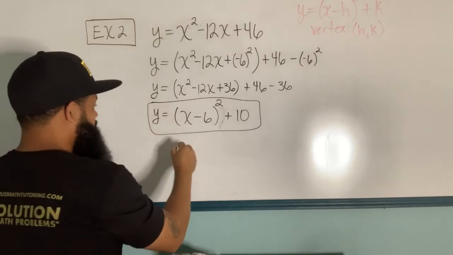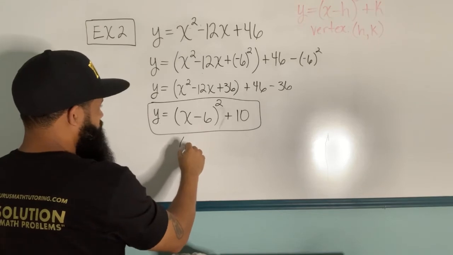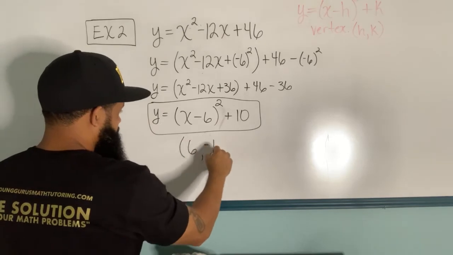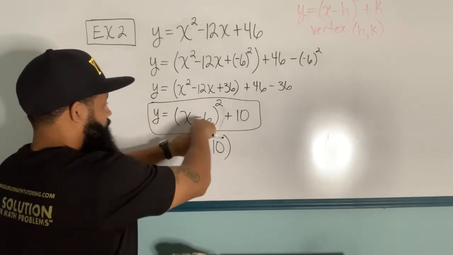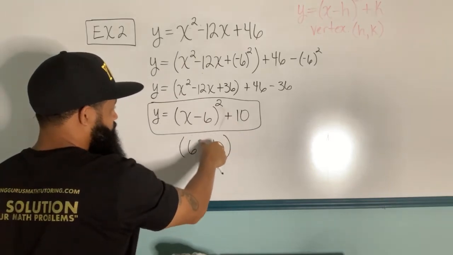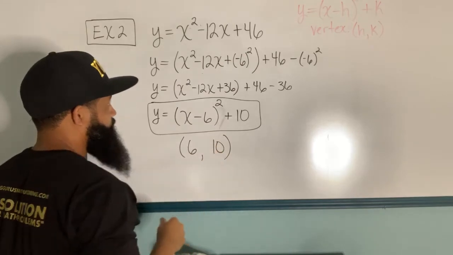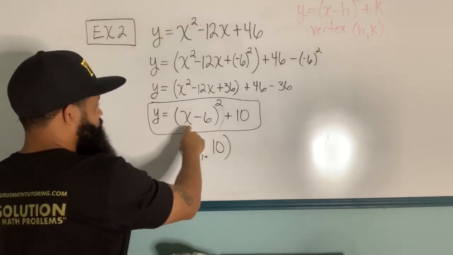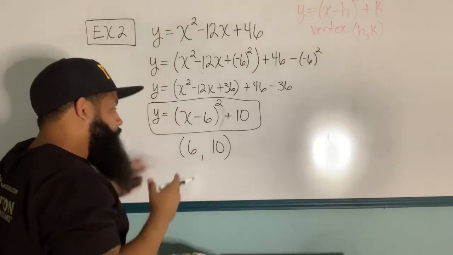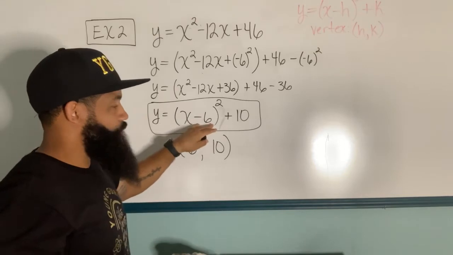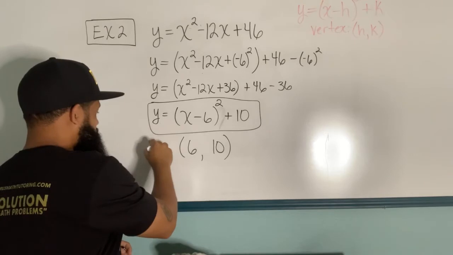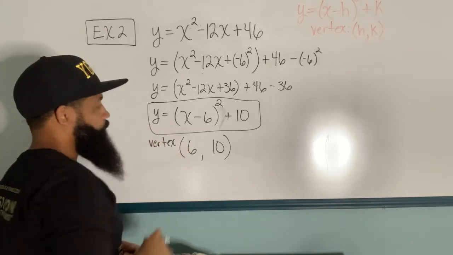Okay? Now, in this case, the vertex is actually going to be the ordered pair 6 and negative 10. Remember, it comes from x minus h, and then plus k. Actually, this should be positive 10. Okay? Positive 10. So y equals x minus h plus k. So this should be 10 right there. All right? Very, very important to understand. Once you get it in vertex form, you can get the vertex as well. So this is a vertex. Let's write that.